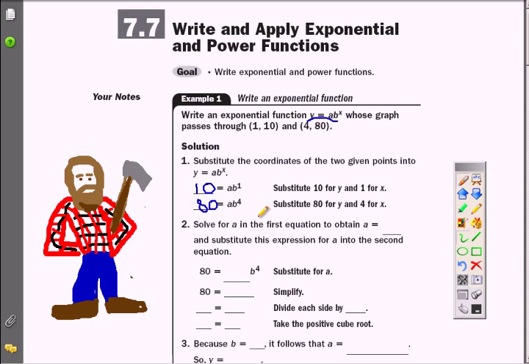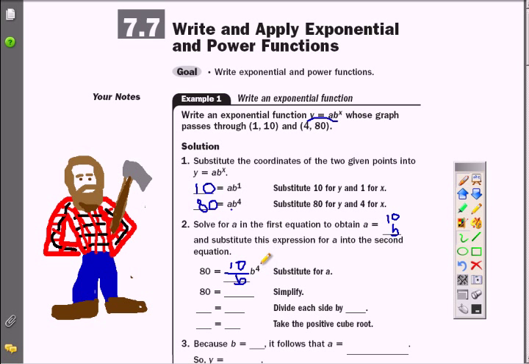So anytime I have two equations and two missing variables, it puts me in a position where I can solve the equation. So if I take a look at it and I try to get it to a similar situation, it says solve a in the first equation to obtain whatever you could substitute for a. So I'm going to divide 10 by b, and I'm going to get a equals 10 over b. Okay, so we know that to be true. So in the second equation, instead of a, I can write 10 over b.